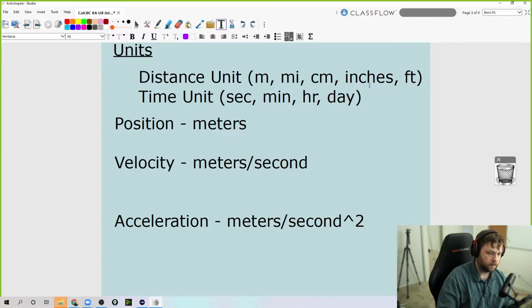Distance units could be in miles, meters, centimeters, inches, and feet. Typically, we're talking about motion. Any kind of distance units works. Time units would maybe be seconds, minutes, hours, days, or distance over time.